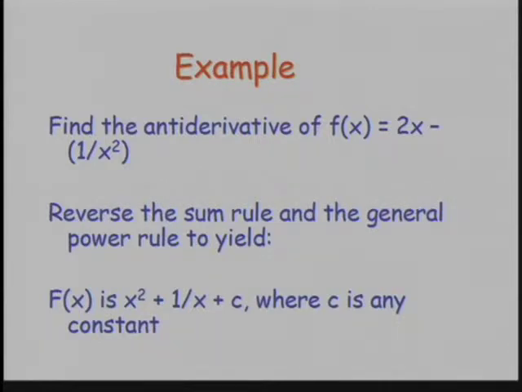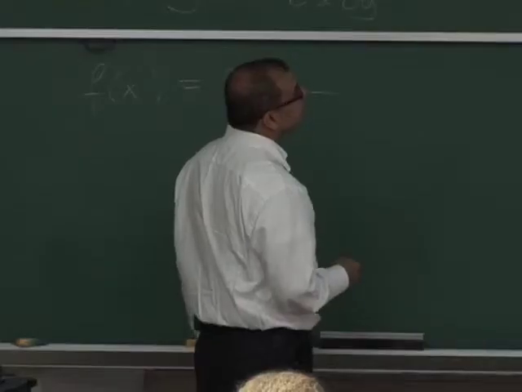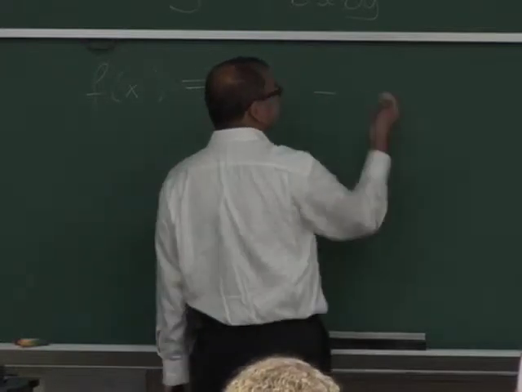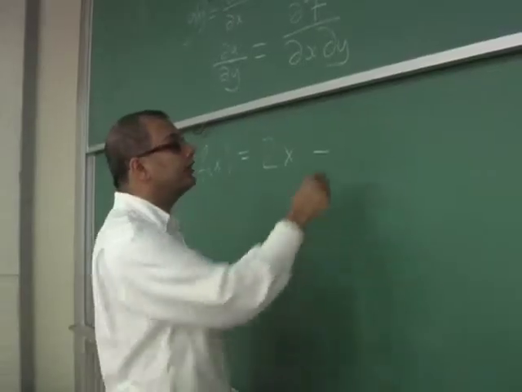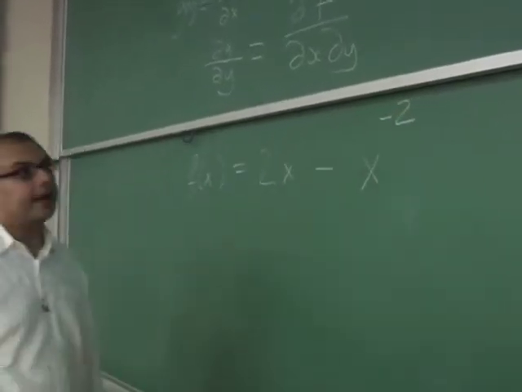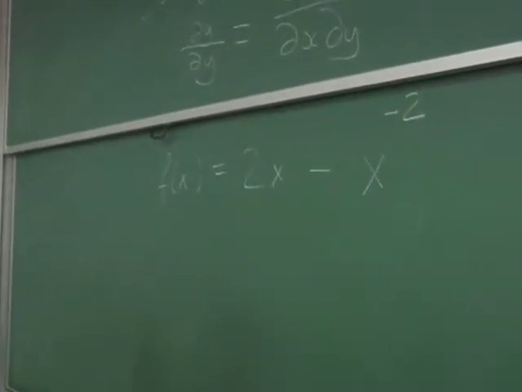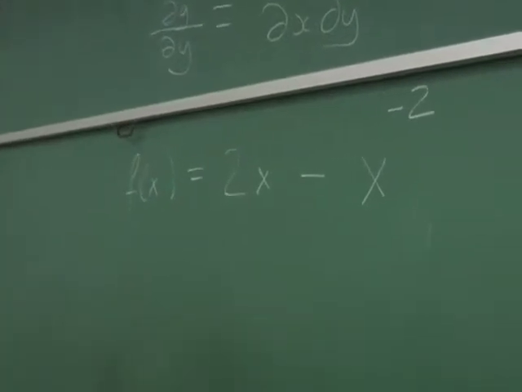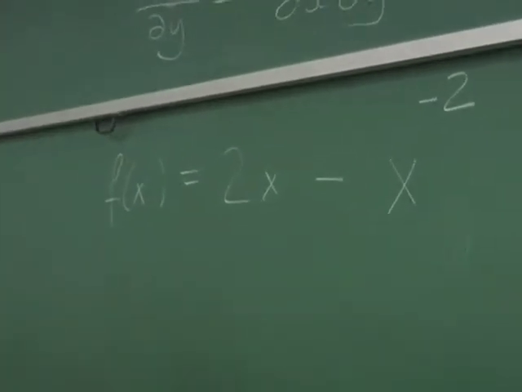Okay, so 2x minus, that's 1 over x squared. It's helpful to write it with the exponent. Okay, so that's minus x to the minus 2.